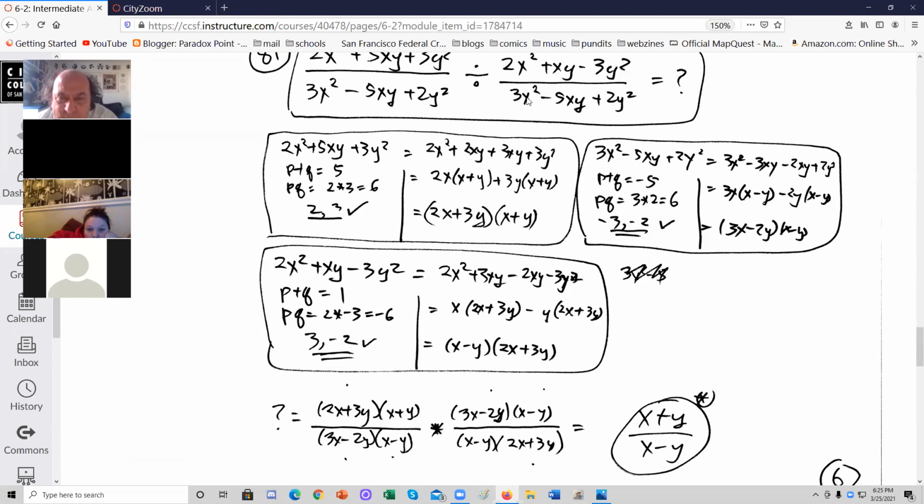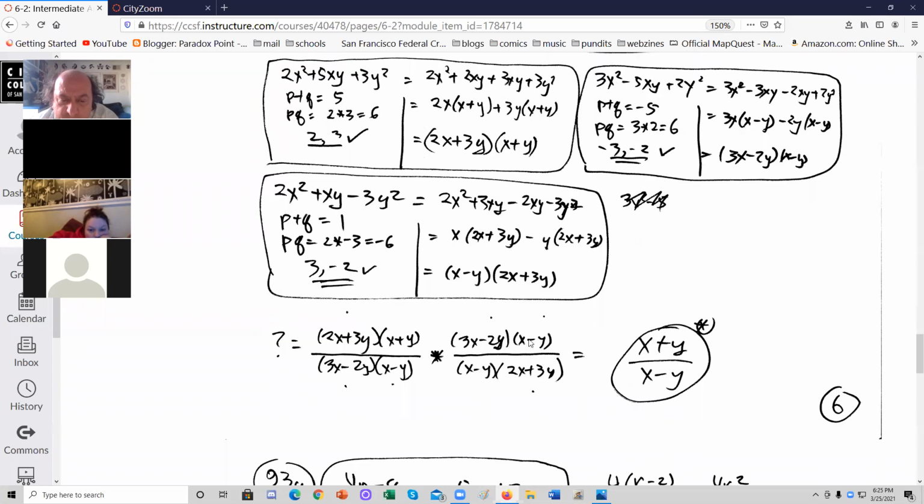oh, well, this is too easy. This will be the same thing, so it will cancel. But anyhow, this 2x squared plus xy minus 3y squared, p plus q must equal 1 times xy. P times q is 2 times -3, which is -6. 3 and -2 do the job. Their sum is 1. Their product is -6. So write this xy as 3xy minus 2xy. Then after some factoring, we get x minus y times 2x plus 3y.